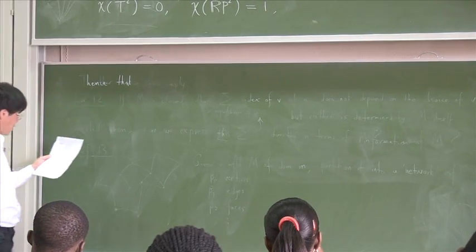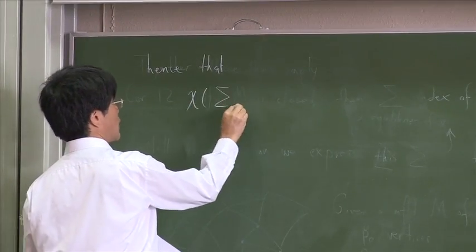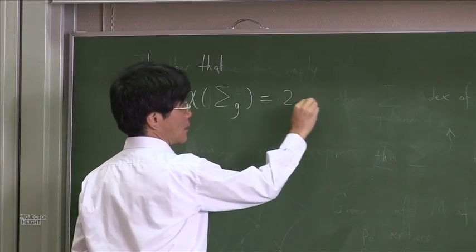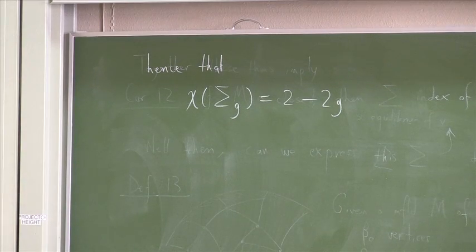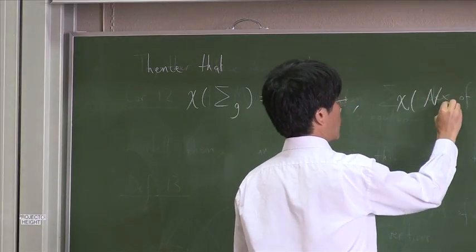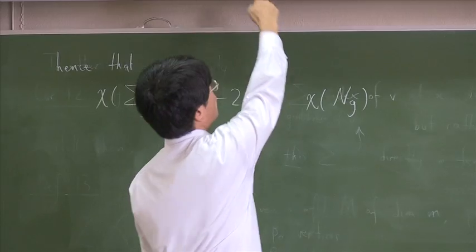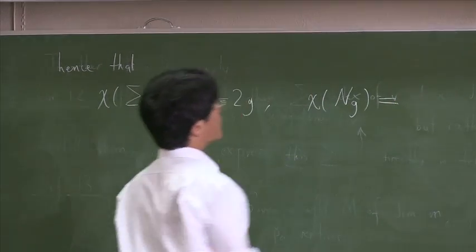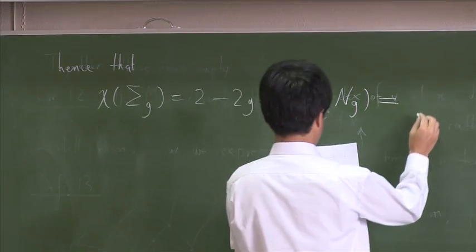So it's difficult. And hence the Euler characteristic of sigma g is, this is quite famous, 2 minus 2g. You'll find this number coming up in many areas of mathematics. And what is not so widely known is that the Euler characteristic of all the non-orientable surfaces, which you can get by connected summing RPs, is equal to 2 minus g.